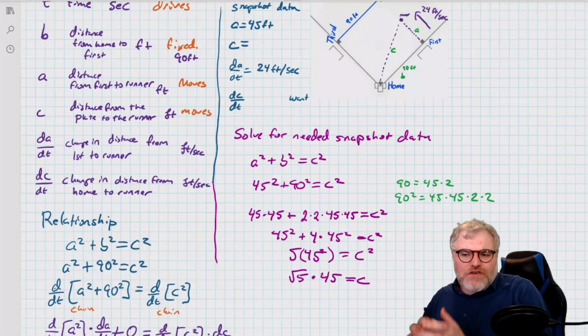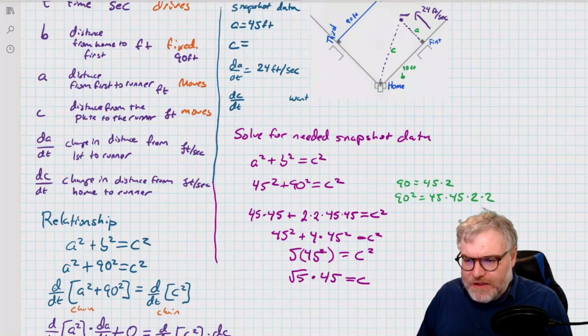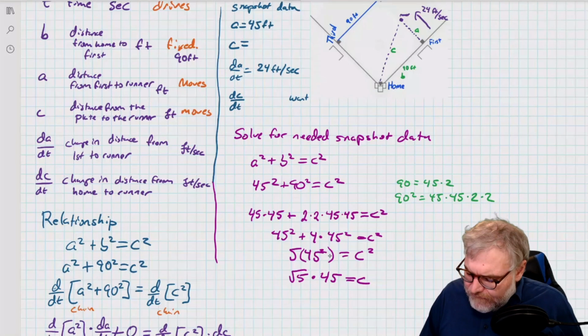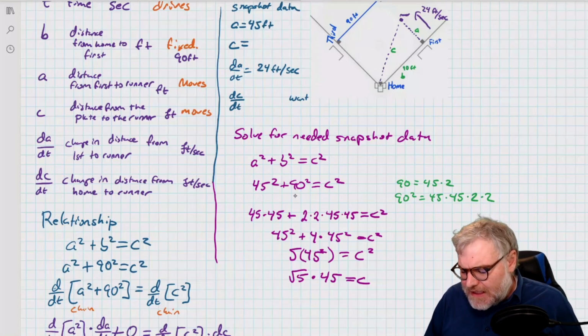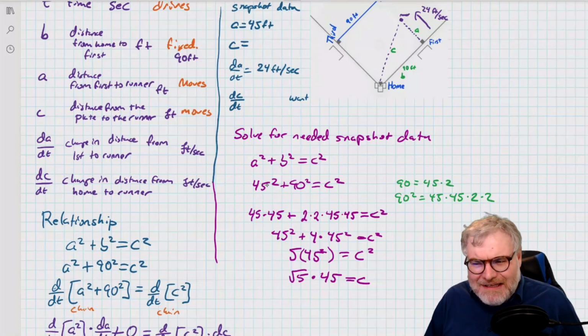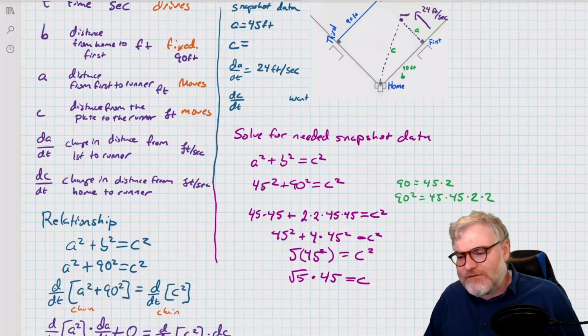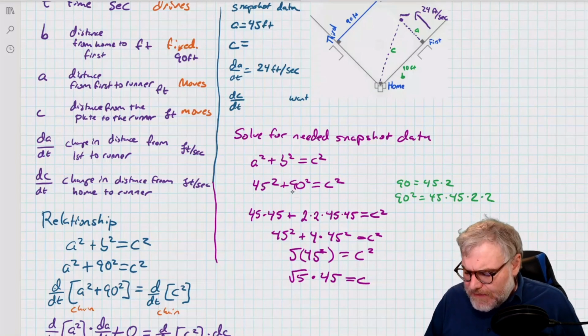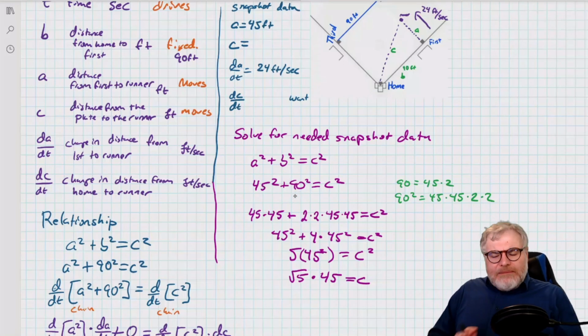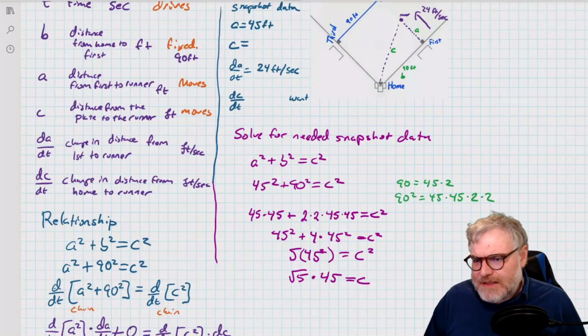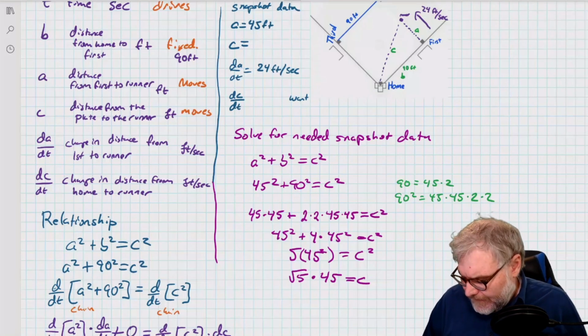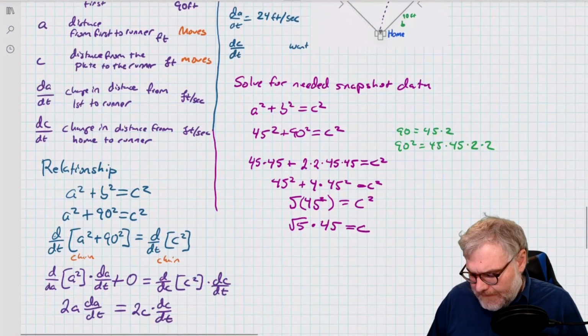I could have just popped it into my calculator and gotten a long decimal. But if you look at this for a moment, you see that 90 squared and 45 squared have prime factors in common. In fact, 90 is 2 times 45. So step back and look at it. Sometimes you don't need your calculator, and you can come out with a nice answer like that.